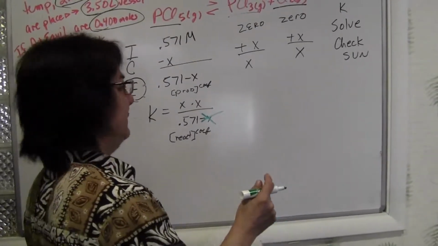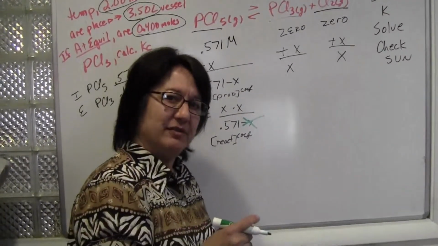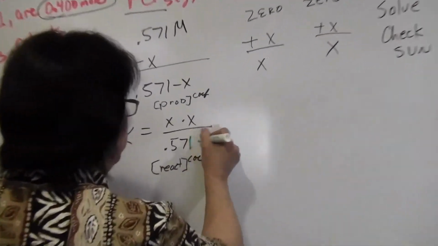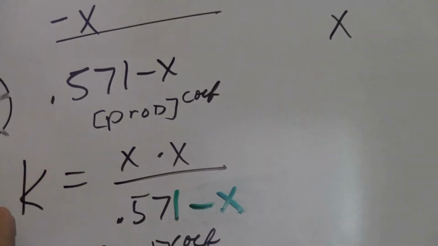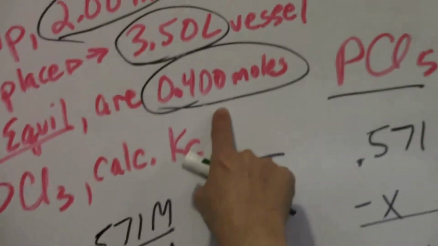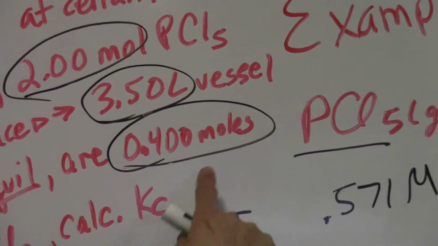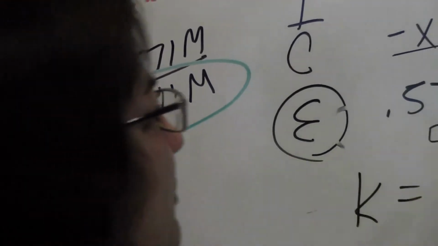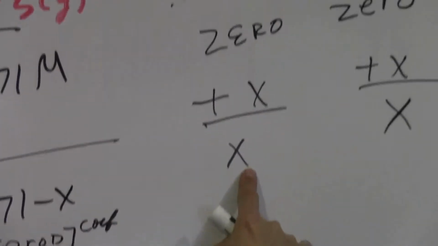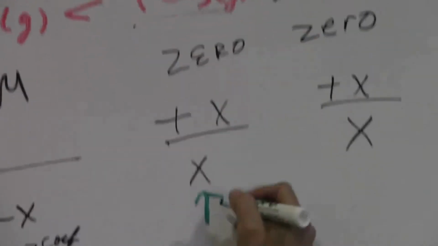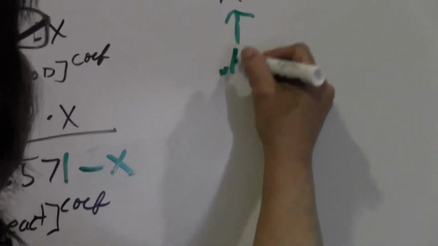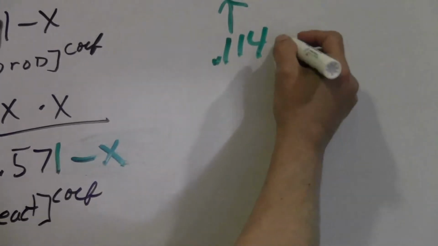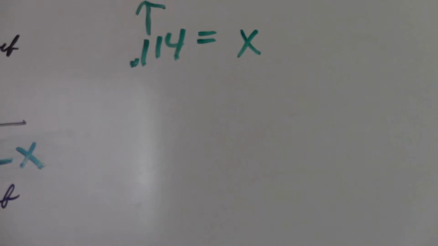Oh, wait a minute. They gave us the value of x, didn't they? Let me put that back in. What did they tell us? They said at equilibrium there are 0.400 moles in the 3.5 liters. They gave us an equilibrium value for PCl3. So we know this value is going to be 0.114. I'm going to go ahead and plug the 0.114 in every time I see an x.